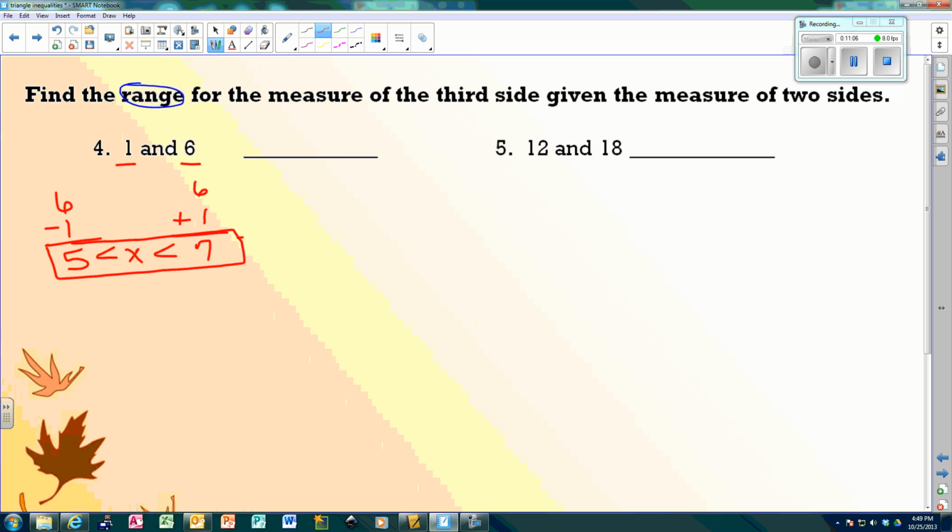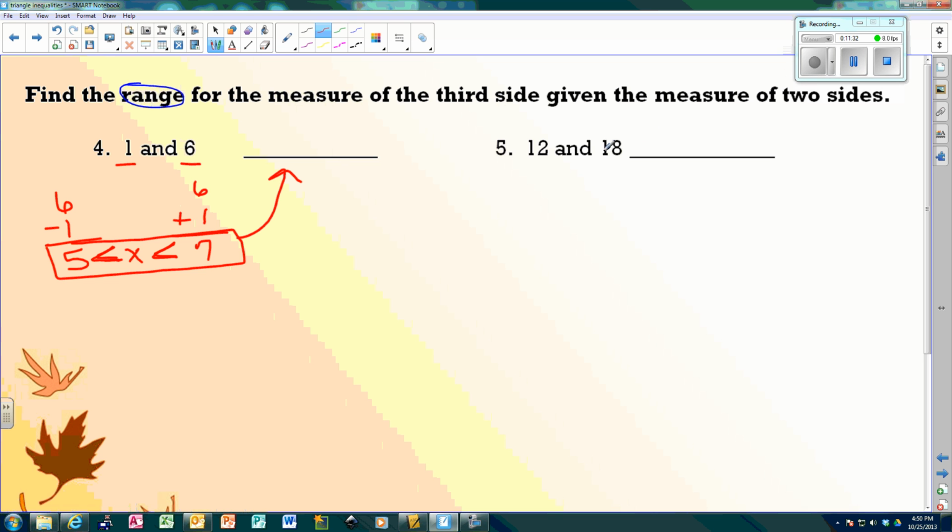So that would be the answer. The answer is somewhere between 5 and 7. So it could be 5.1, 6.99, it could even be 6, it could be 6 3/4. It can be any number between 5 and 7. But it cannot be 5 and it cannot be 7 because it has to be less than.